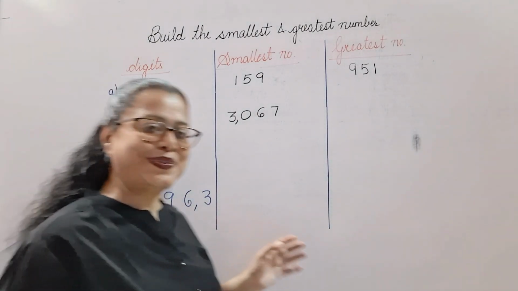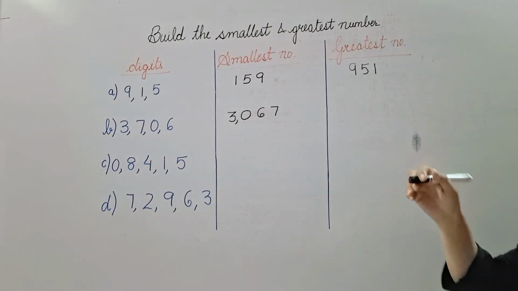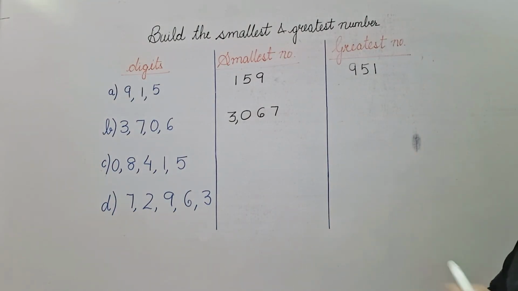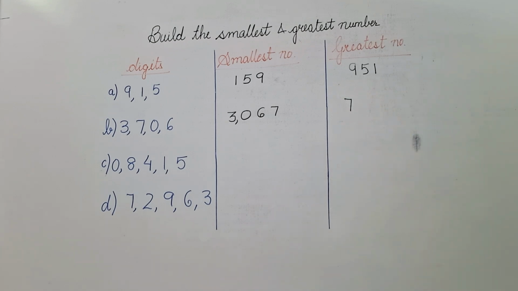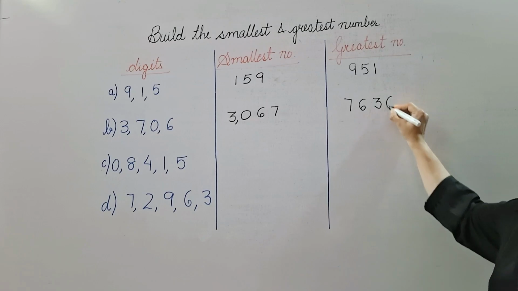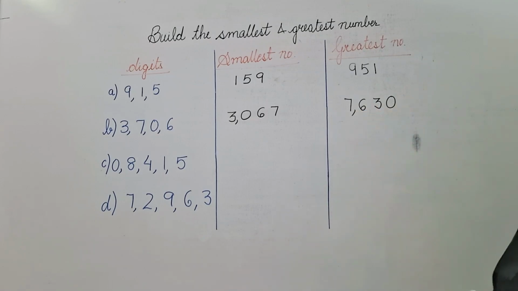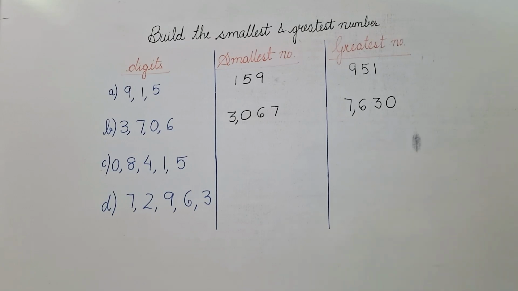Come on, by using these 4 digits, now we have to form the greatest number. So in this we don't have any problem. Which is the greatest digit? That is 7. Okay, then 6, then 3, then 0, and then we will put a comma after the thousands period. So the greatest number is 7,630.